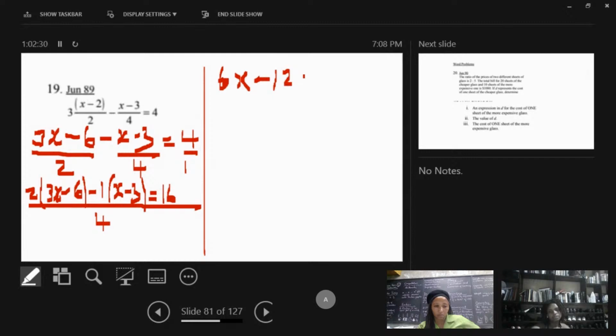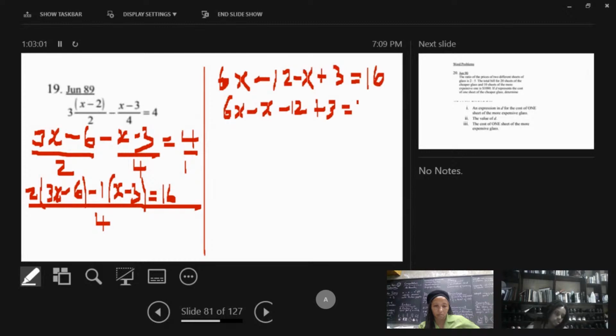And negative 1 times x is negative x, and negative 1 times negative 3 is positive 3, equals 16. So now we can group the like terms. So 6x minus x minus 12 plus 3 equals 16.